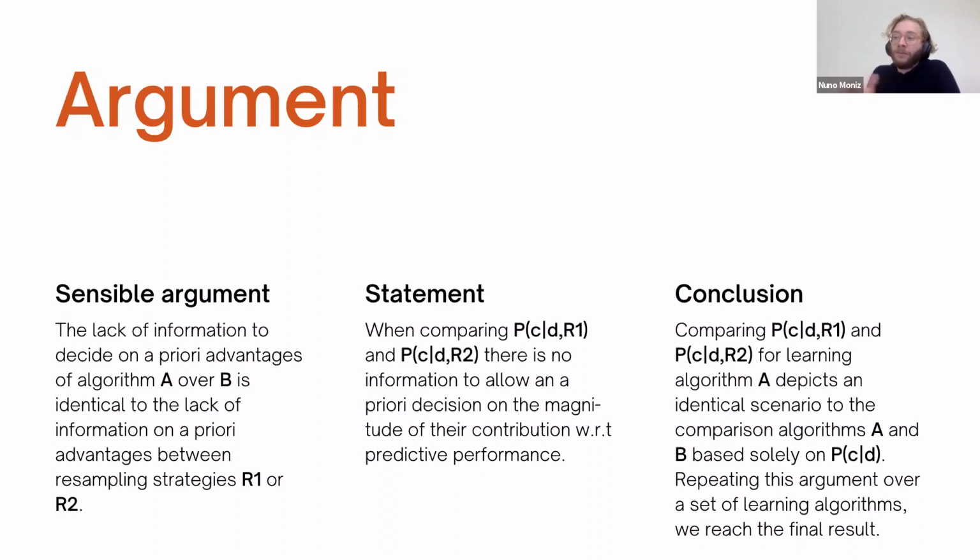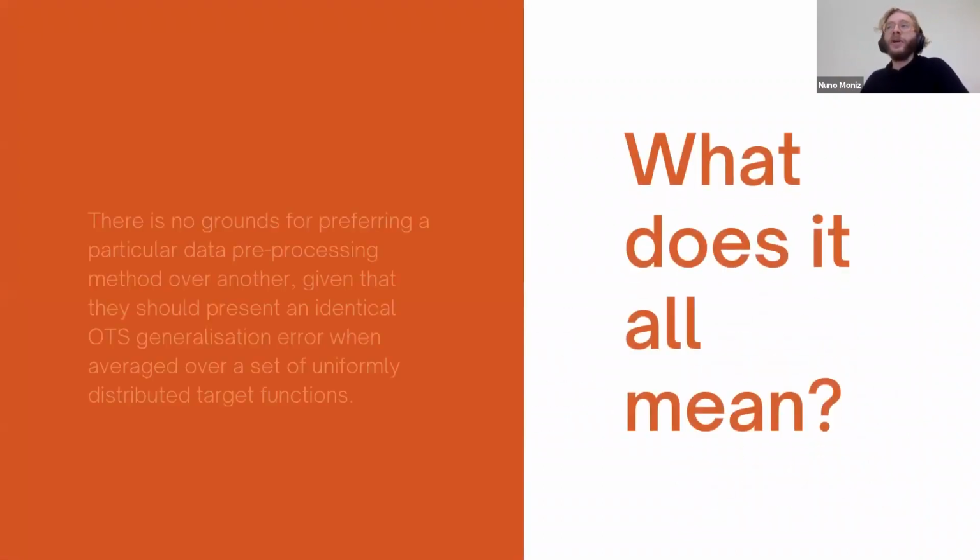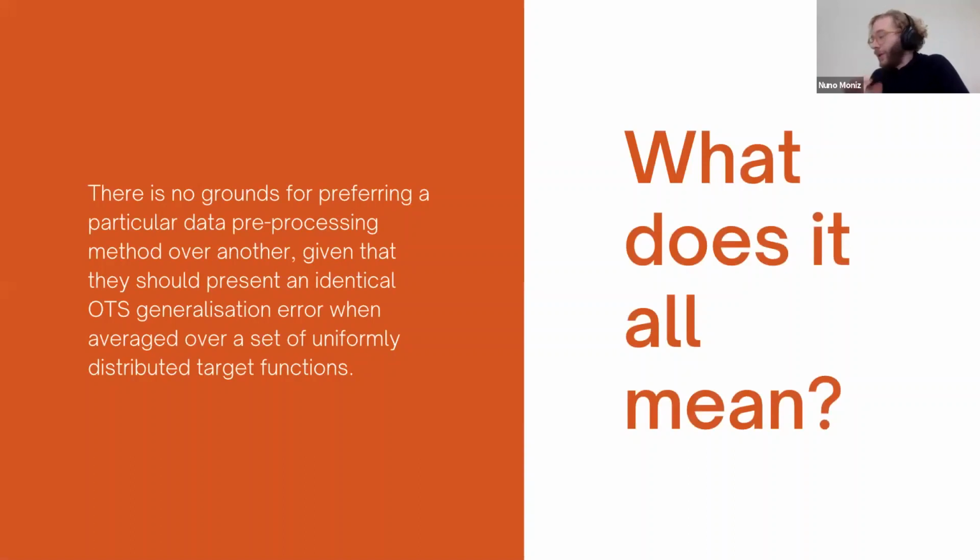And then the conclusion here is that we'll have on average equal behavior between the two concerning one algorithm. And then when we repeat this argument over a set of learning algorithms, we basically reach the final result as in the original one. So translating this, what's the importance of this?